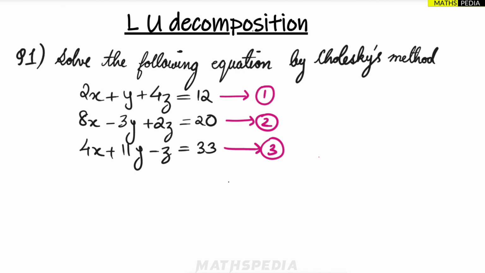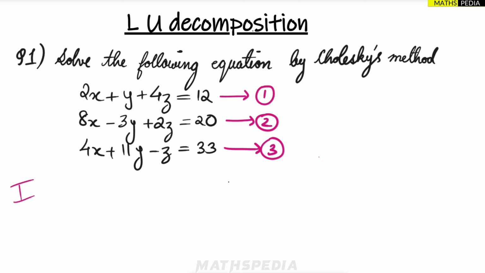So hey guys, in this video we are going to learn the LU decomposition, Cholesky's method. So in Cholesky's triangulation method we are given three equations here. So first step is to form the matrix A, X and B by using these three equations.